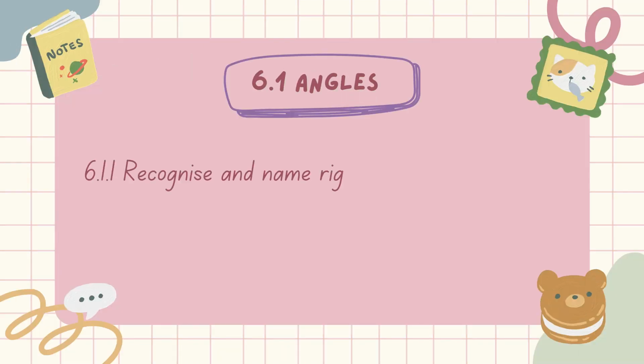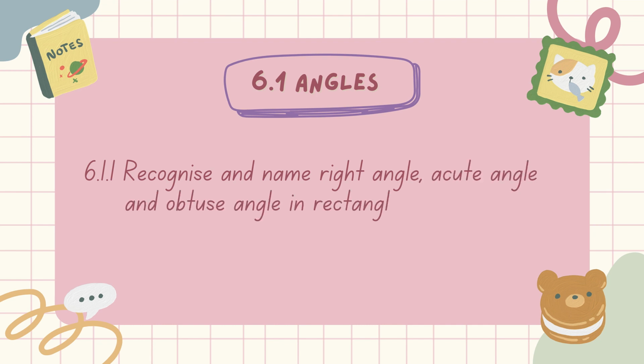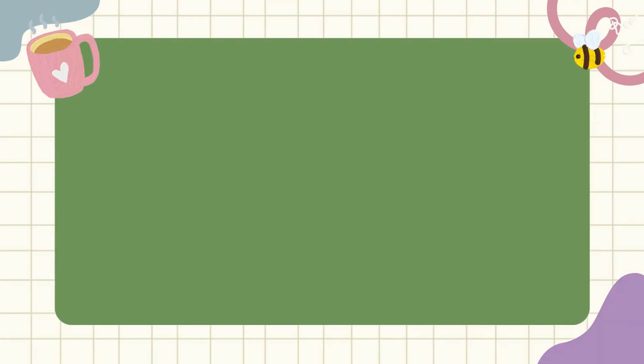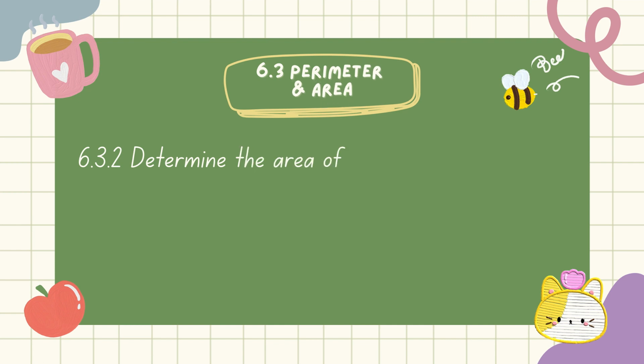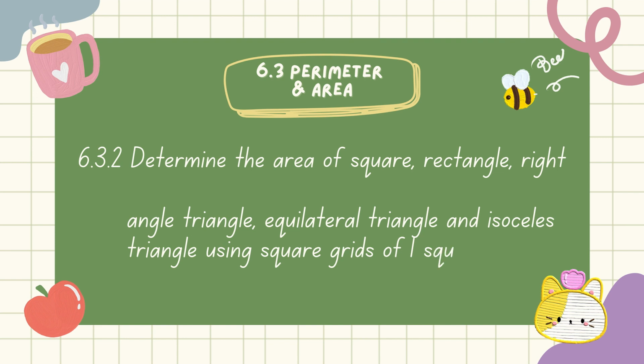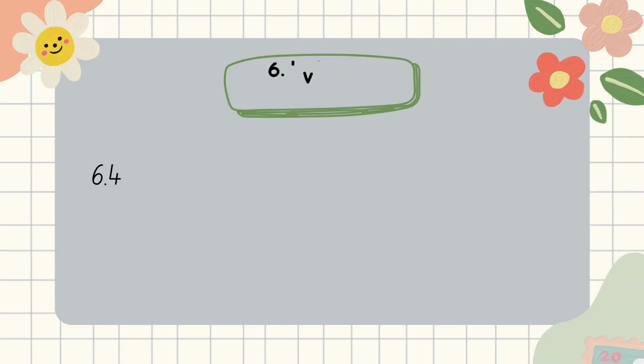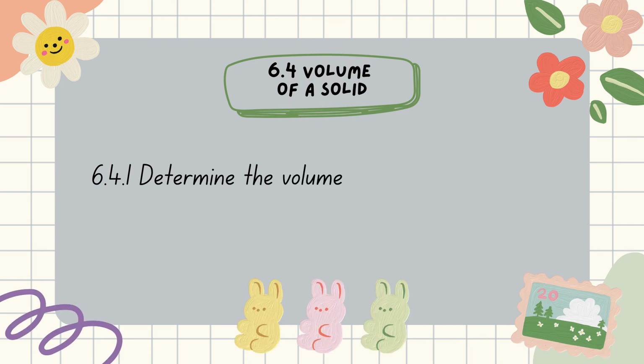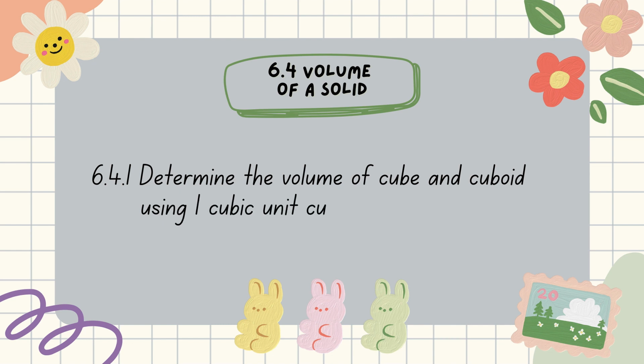6.1.1 Recognize and name right angle, acute angle, and obtuse angle in rectangle, square, and triangle. 6.3.2 Determine the area of square, rectangle, right angle triangle, equilateral triangle, and isosceles triangle using square grids of 1 square unit and formula. 6.4.1 Determine the volume of cube and cuboid using 1 cubic unit cube and formula.